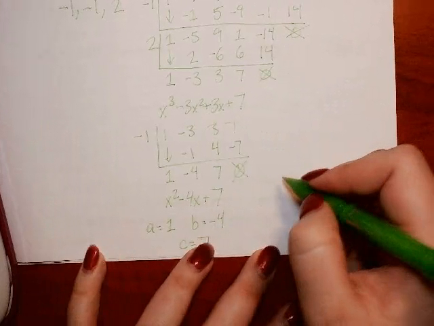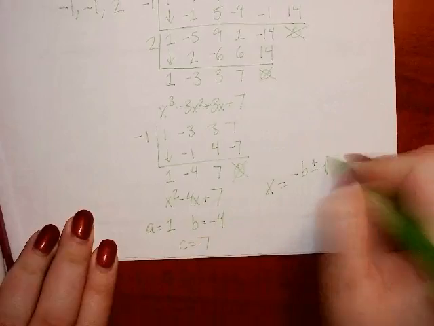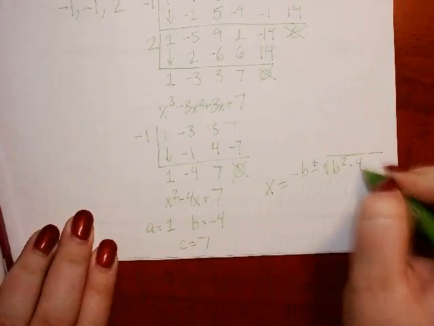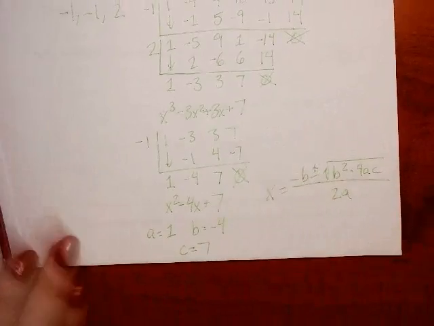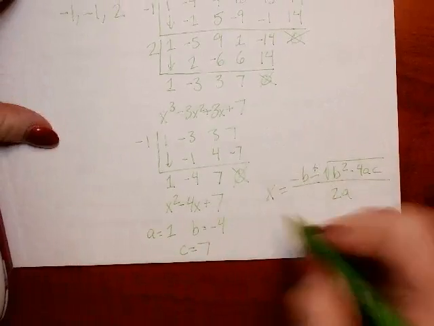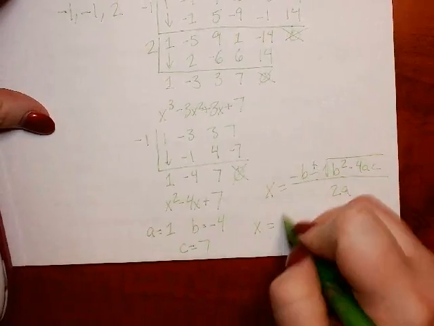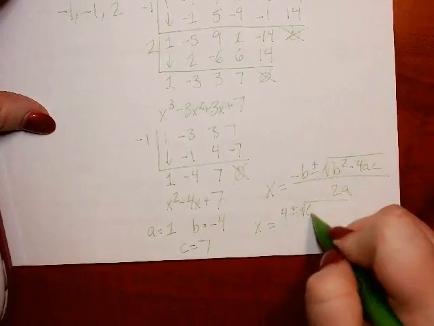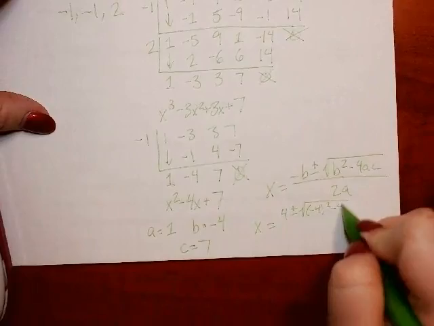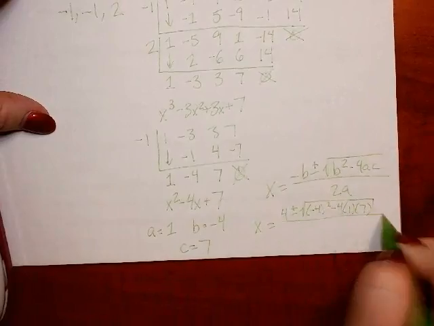And we remember our quadratic formula. X equals negative b plus or minus the square root of b squared minus 4ac all over 2a. Okay, so we're going to plug in x equals negative 4 is a positive 4 plus or minus the square root of negative 4 squared minus 4 times 1 times 7 all over 2 times 1.